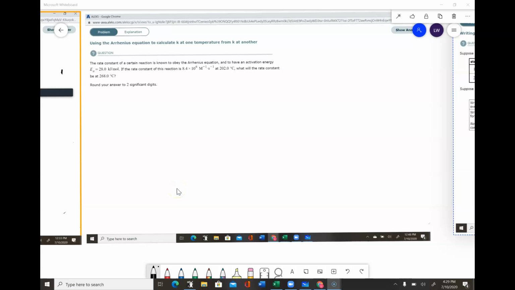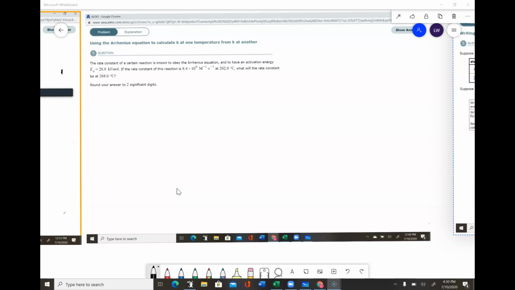So in this problem, we're going to use the Arrhenius equation to calculate K at one temperature from K at another. So what you really want to be doing here is using the 2-point form of the Arrhenius equation. Now, once you've got that 2-point form and you've got all your numbers straight, you can either use the solver to solve for the unknown K, or you can do algebra and solve for it.